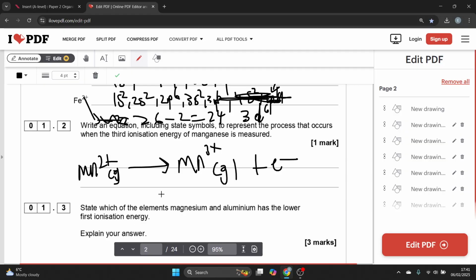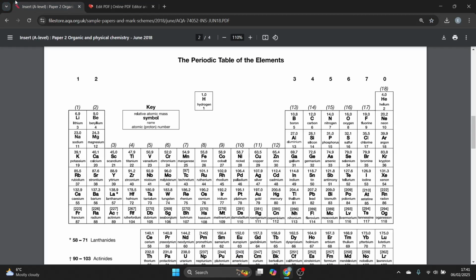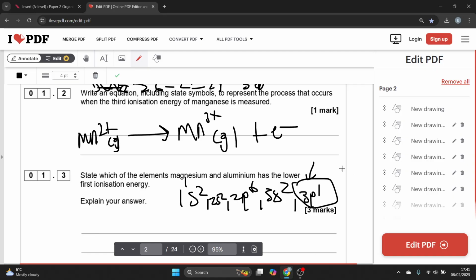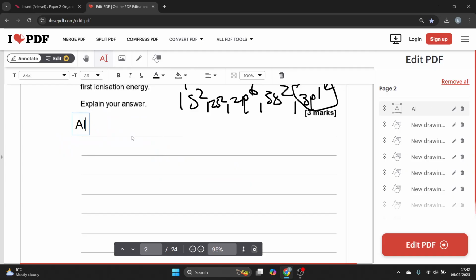That's simple. Say which of the elements magnesium and aluminium has the lowest first ionization energy. Now I know first ionization energy increases across a period, but if I look at magnesium, 1s2, 2s2, 2p6, 3s2, how many electrons do we got? 12, 4, 10, 12. Whereas with aluminium, 3s2, 3p1. So even though it's got more electrons, that's in a different orbital. So aluminium has a lower first ionization energy.